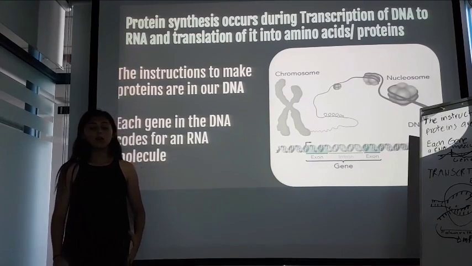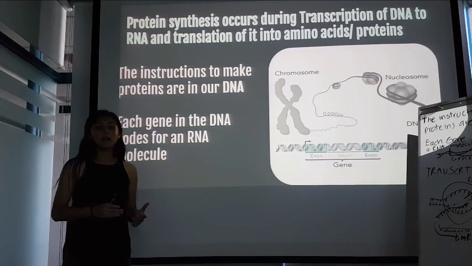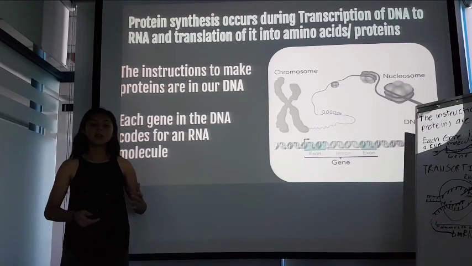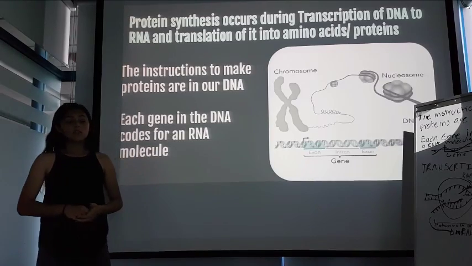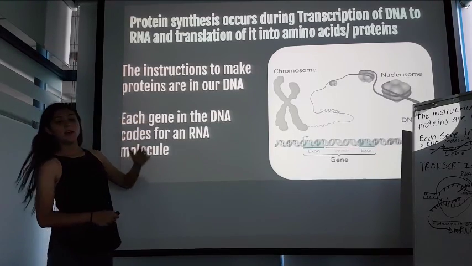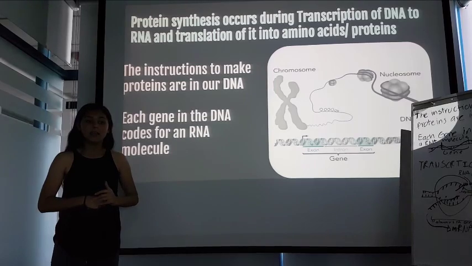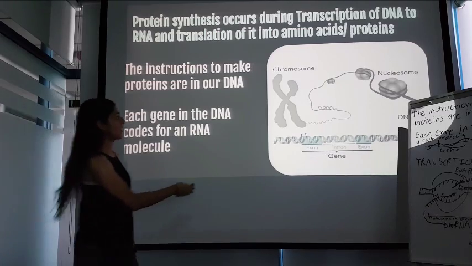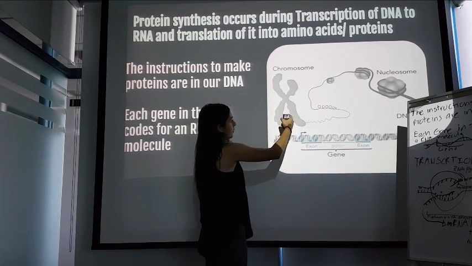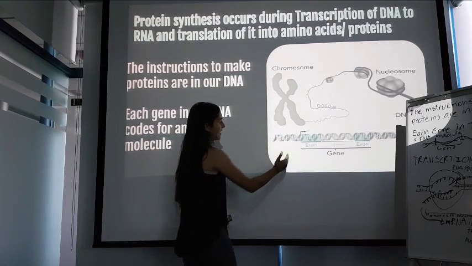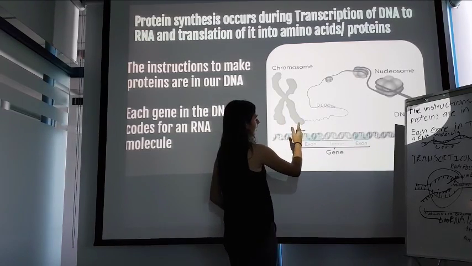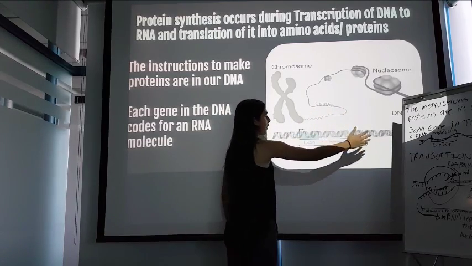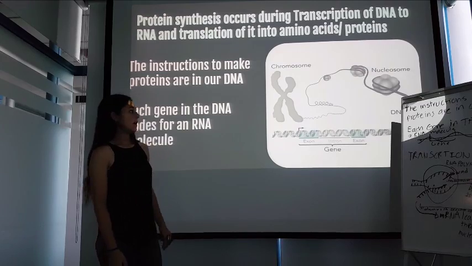Protein synthesis occurs during transcription of DNA into RNA and then the translation of it into proteins, which are made of amino acids. The instructions to make proteins are in our DNA. Each gene in the DNA, which is compacted in the chromosomes, has instructions for each type of protein in our body.